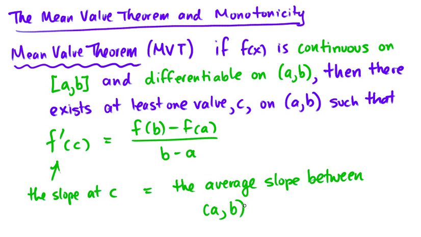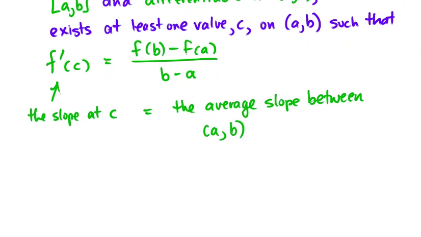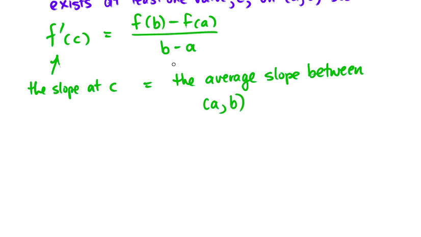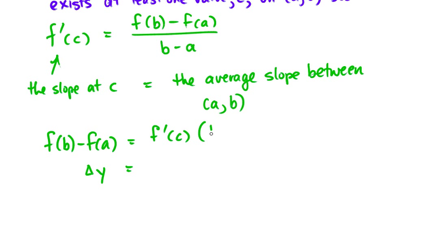a and b. We can rearrange that formula and multiply both sides by b minus a, and you end up with f of b minus f of a, or the difference of the y's, equals the derivative at c times b minus a, which is the derivative at c times the difference of the x's. Notice how similar these two are and how similar they are to linear approximation.